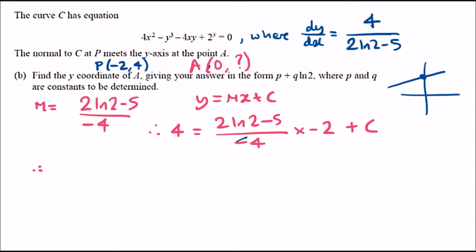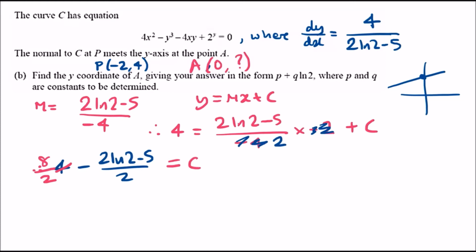So cancelling out the negative signs, these will cancel. Simplify the fraction, this will disappear, and this will be 2. So we've got 2 log 2 minus 5 over 2. Subtracting that across, we're going to have 4 minus 2 log 2 minus 5 over 2. And to keep the fractions the same, we can multiply up and down on the left side by 2. So we're going to have 8 over 2, and then this is, of course, equal to c.